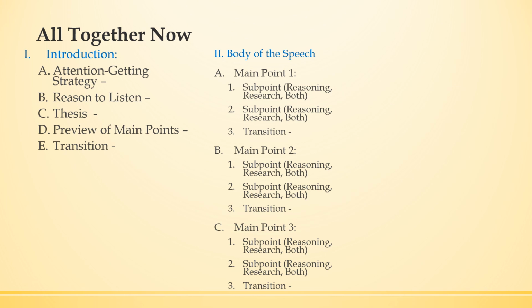Okay, so when you put the outline together, you can see we already did the body of the speech earlier. Main points, subpoints with your reasoning and your research, transition statement. Main point 2, subpoint, transition, main point 3, subpoint, transition. And now we go back and add the introduction. We have an attention getting strategy. We have a reason to listen to the speech. That connects us to our thesis statement, which is our specific purpose plus our topic. Then we preview our main points: here are the main points of the speech. And then we transition into main point 1: now let's talk about main point 1. All right, and that's what it looks like in outline form to do the introduction and head into the body of the speech.